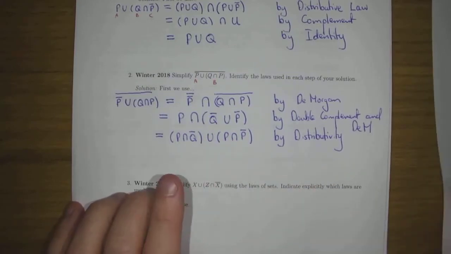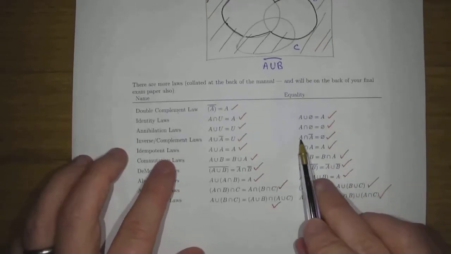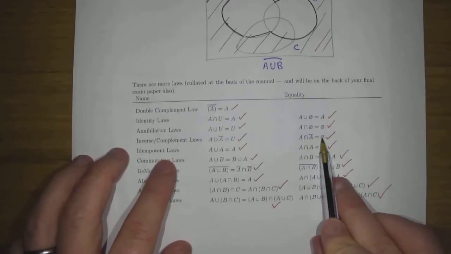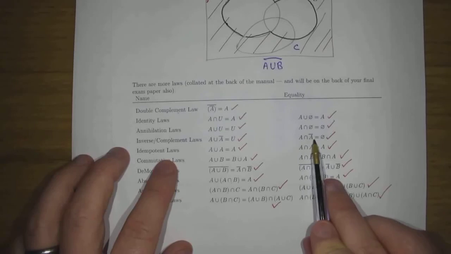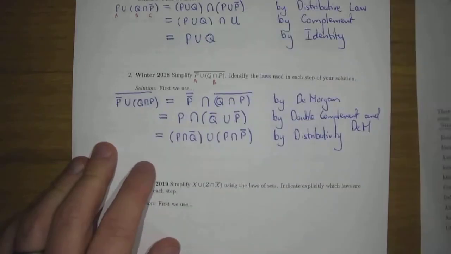Now we're just going to need a name for that. So P intersection not P, here it is. A intersection not A is the empty set. There's nothing that's in A and not in A. So P intersection not P is the empty set. And that is called the complement law.